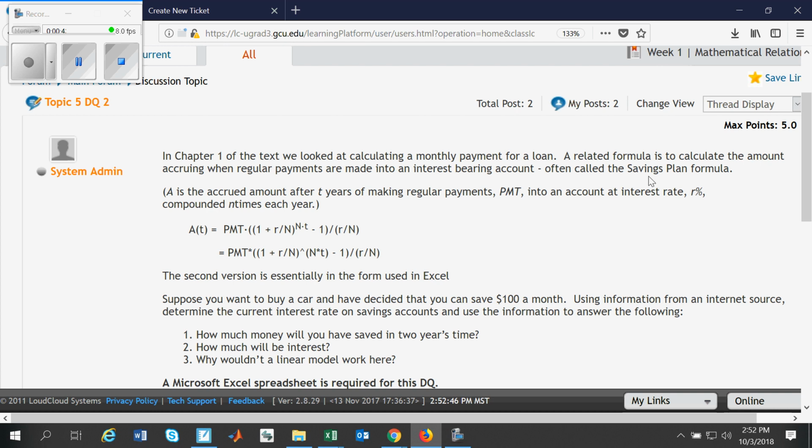So this is your savings plan formula. This is a situation where you're investing a certain amount each month, and you're looking for the end balance after earning a certain rate. For the DQ, you are going to have to go find a savings account rate. So do a little research like you did for the loans, those types of things. But that's something you should be able to find pretty easily.